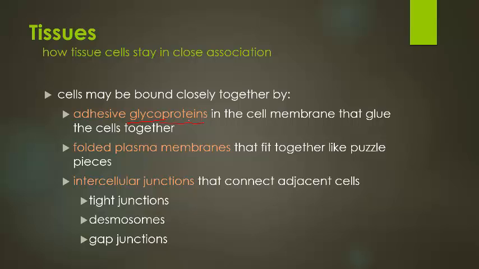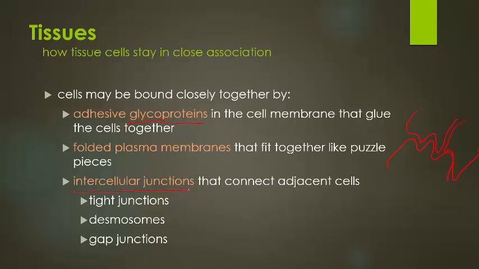The cell membrane may also be highly folded. So we might have one cell that has this kind of folding and another cell that comes and matches right in there. And so the surfaces of the cells may be so interlocked, sort of like puzzle pieces, that the cells are held together. And then finally, cells may be held together by what are called intercellular junctions.